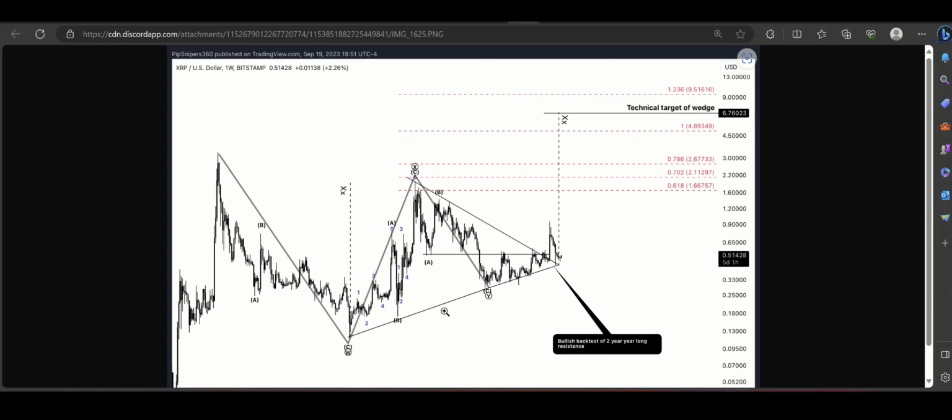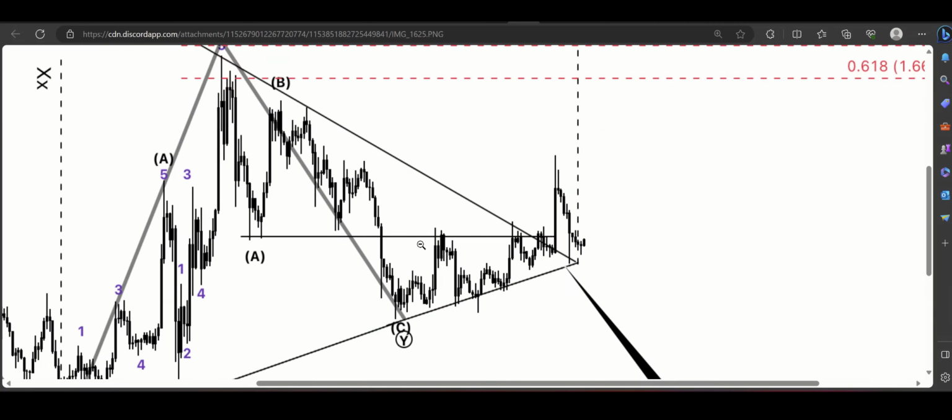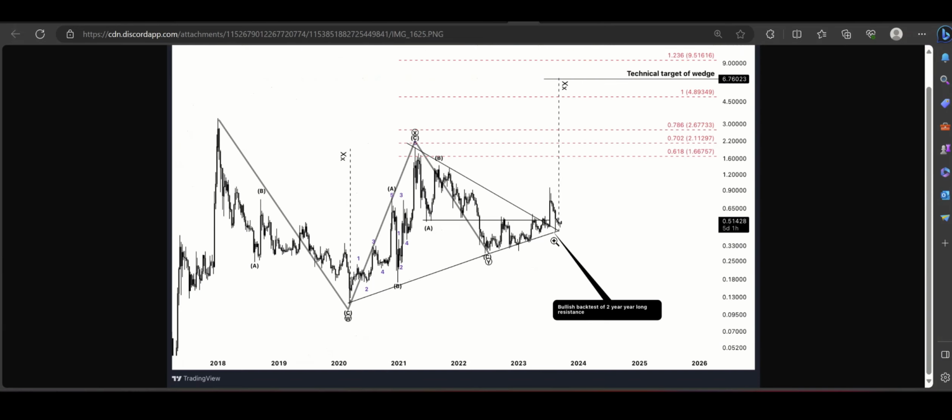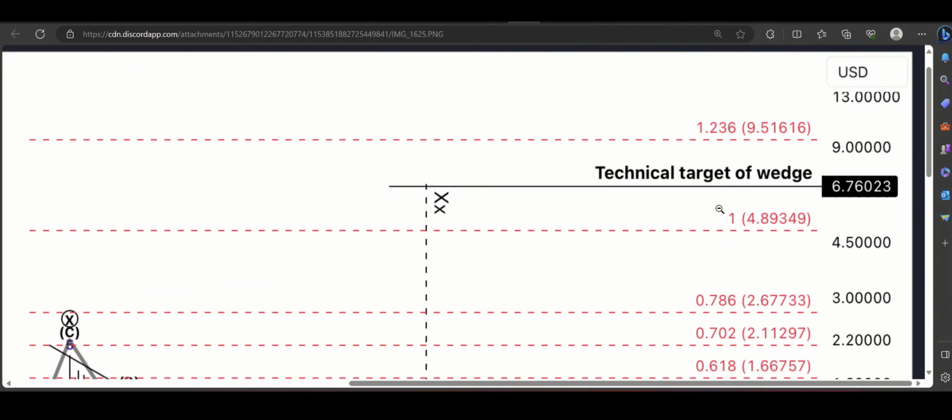Okay, now what you're forming here is a 3-year long wedge. Okay, and you're also forming an ascending triangle, which we broke out of. Now we're just coming back to retest this wedge over here before we see some continuation to the upside. Now your technical target for this wedge is sitting at around $4.89 to around $6.76. Okay. Here would be your intermittent targets.